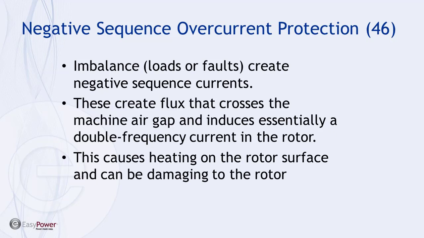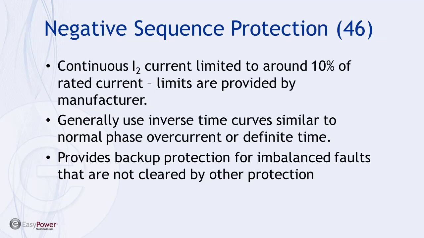So these currents do create flux that crosses the air gap and induces current in the rotor. And at 120 hertz, the higher frequency, that current tends to stay on the surface of the rotor and can be extremely damaging to the rotor. So the manufacturer of the generator should give you limits on the maximum negative sequence current and for the amount of time that it can withstand. And this is how we set our negative sequence overcurrent elements.